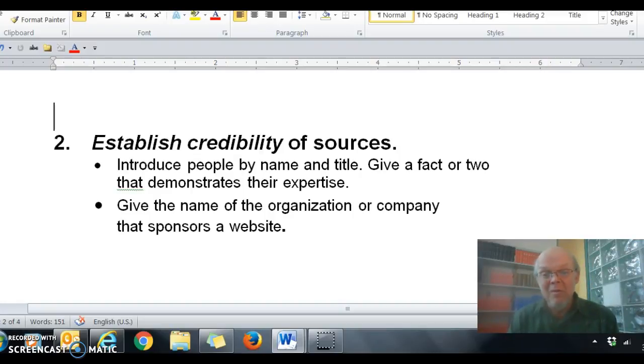We all know about documenting, and we struggle to do the right thing, right? And we help each other do the right thing. Here's something that is not in parentheses in a paper, but as you can see here, in the body of the paper itself. All right. When you're quoting or paraphrasing a fact from a source, introduce the person by his or her name and title beforehand. Give a fact or two that demonstrates the expertise of the person. We'll see lots of examples of this. I'll point to them in our model student essays for one thing.